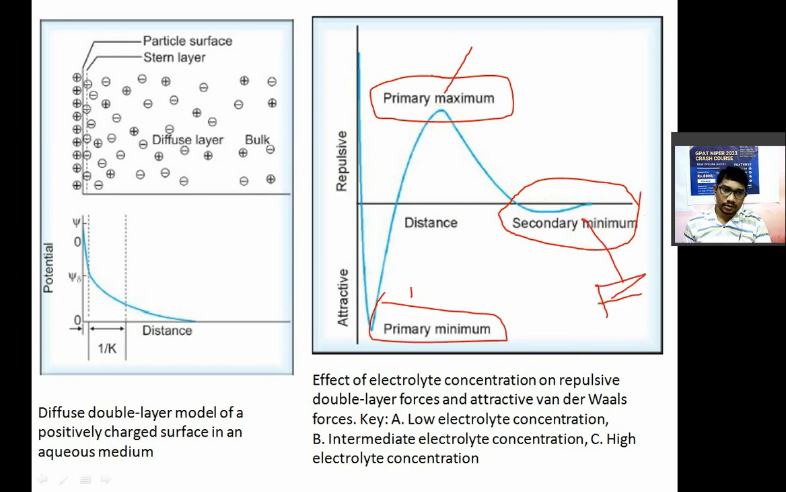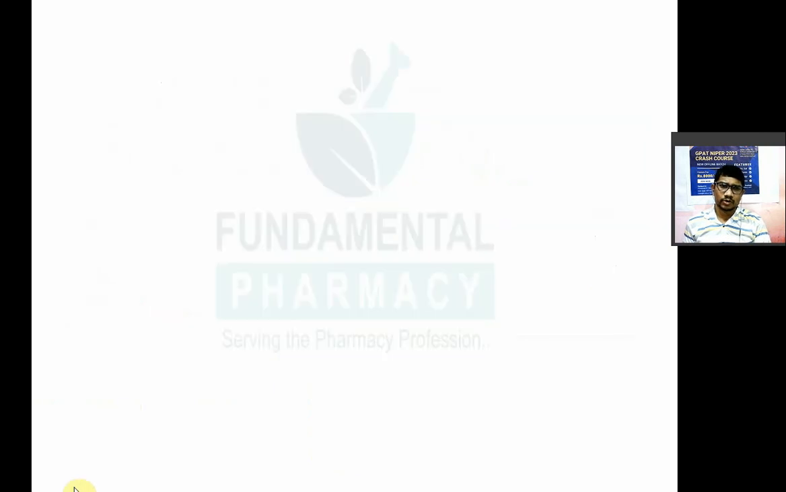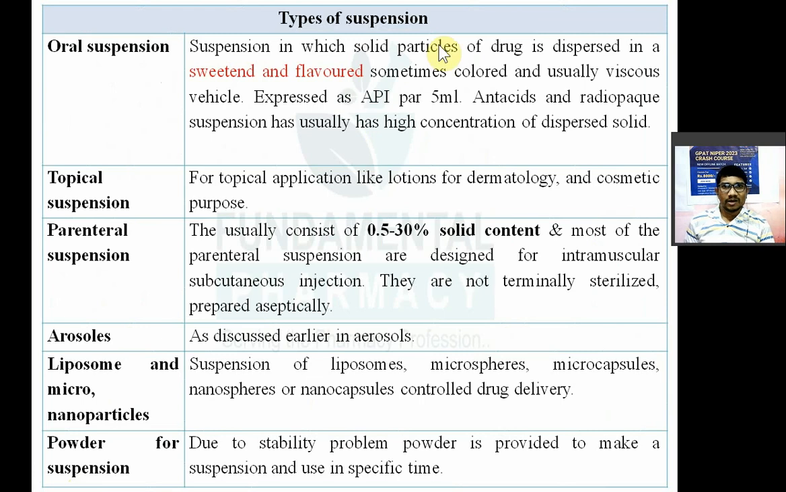Now we'll see the next. This is a theoretical consideration for suspension; if you want, you can read more in the books. Types of suspension: oral suspension we have seen. The solid particles of drug are dispersed in a sweetened, flavored, sometimes colored, usually viscous vehicle, and it is expressed as API per 5 ml. Mostly antacid and radio-opaque suspensions have a high dispersed solid content, up to 50%.